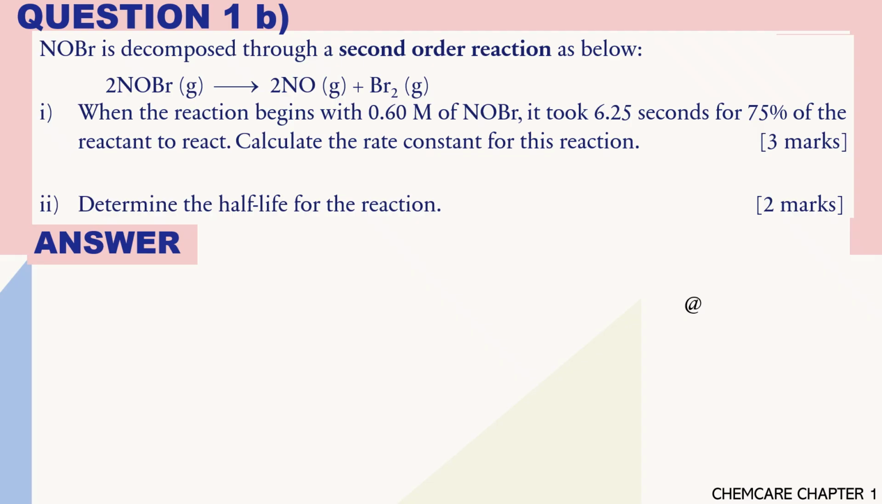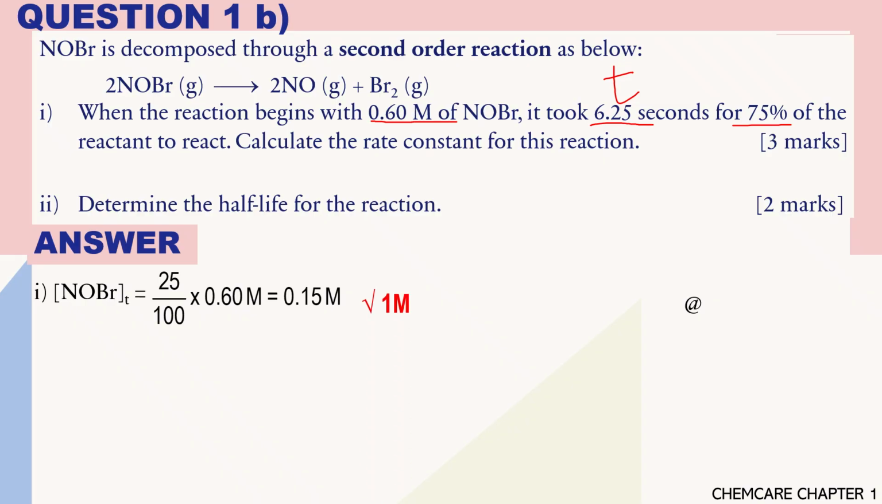So the question gives us the initial concentration 0.6 molar, and then the time 6.25 seconds, and 75% reactant decomposed. So we need to find the NOBr that remain, which is 25% out of 100% times the initial concentration. So we get the NOBr at time t equals to 0.15 molar. 1 mark for this value.